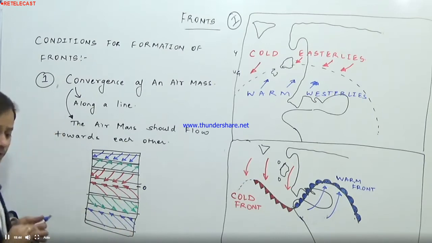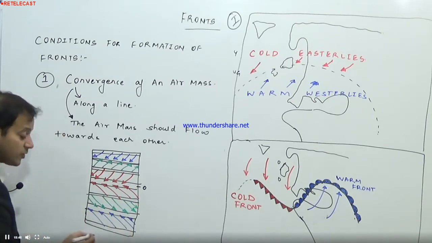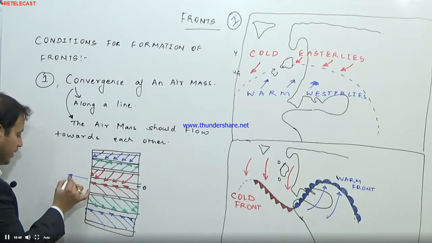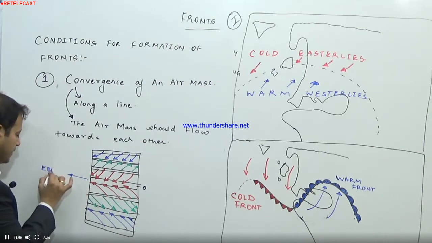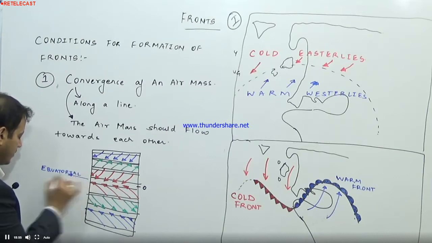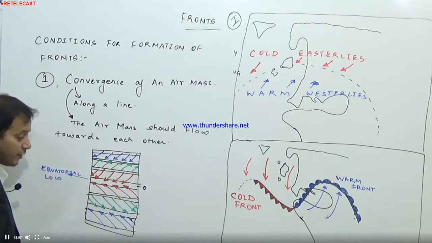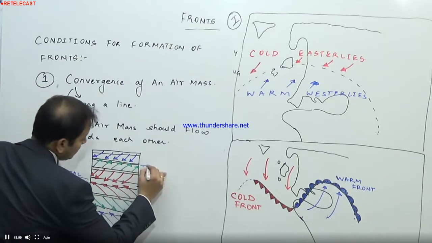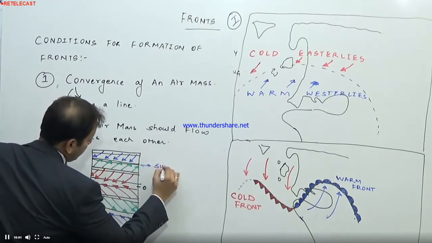So at the world level, there are two areas where the convergence occurs. One is the equatorial low pressure belt. There is a convergence, what we call the belt of doldrums. There is also a convergence at the subpolar low pressure belt.